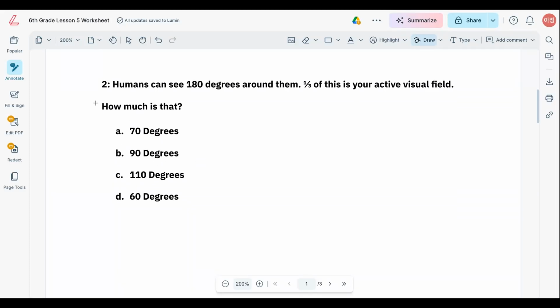So number 2, humans can see 180 degrees around them. 1/3 of this is your active visual field. How much is that? So we need to find 1/3 of 180 degrees. So let's do 180 times 1/3, which is also the same thing as just doing 180 divided by 3.